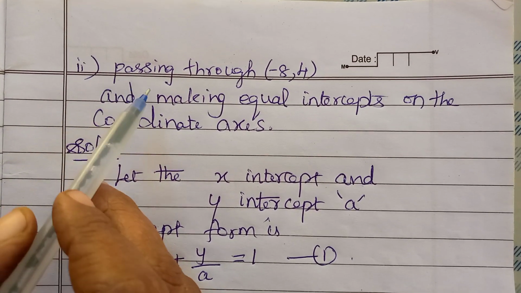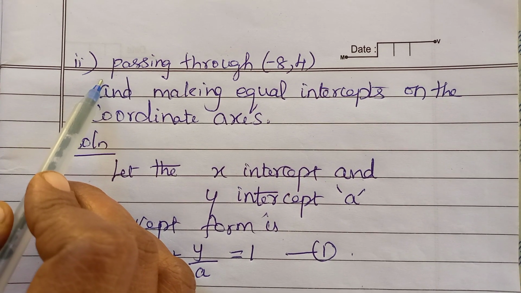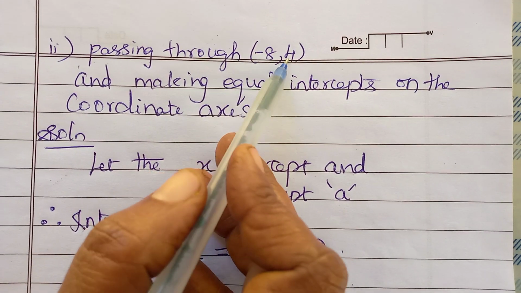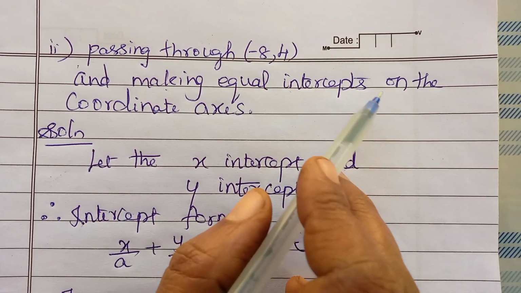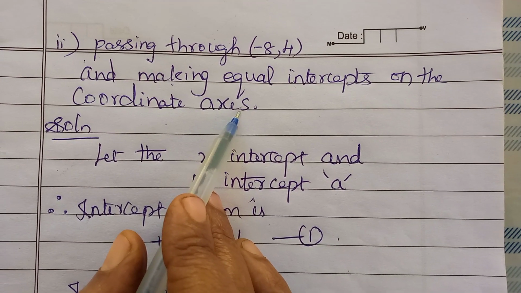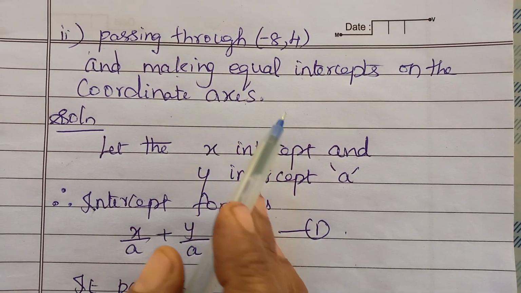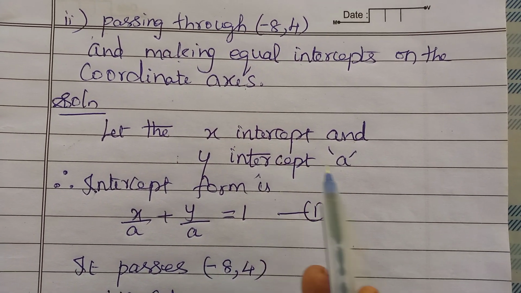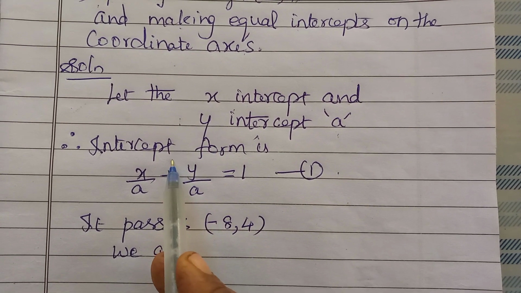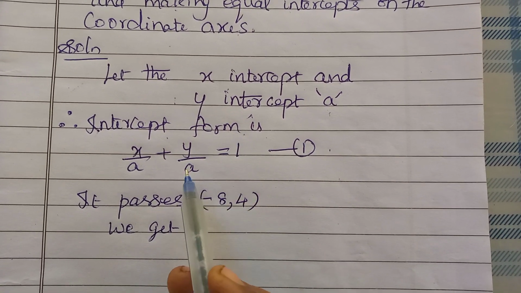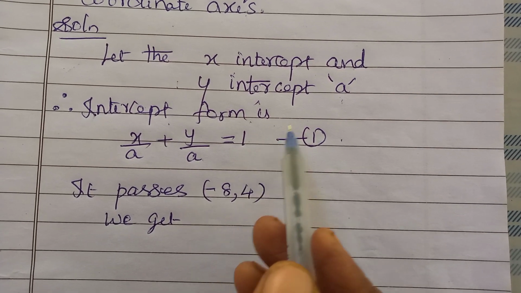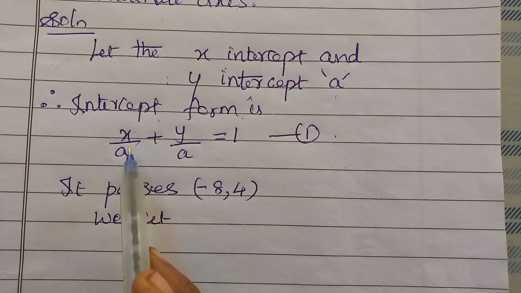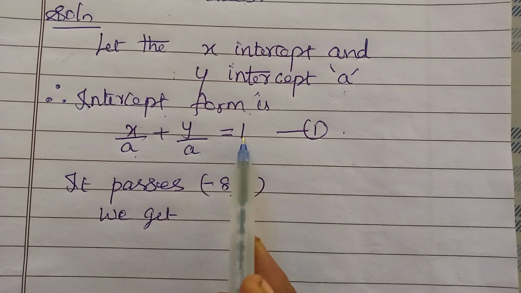So let us do the second subdivision in the same question. Question number 14, second subdivision. Passing through minus 8, 4 and making equal intercepts on the coordinate axes. So the x intercept and y intercept are the same. Let us take the x intercept and y intercept as a. The intercept form is x by a plus y by b is equal to 1. Here both the intercepts are the same, therefore x by a plus y by a is equal to 1.